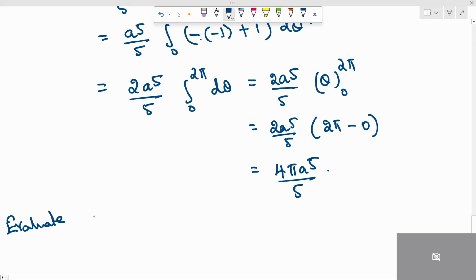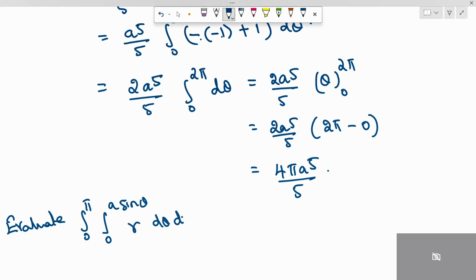evaluate integral 0 to pi, integral 0 to a sin theta, r d theta dr.